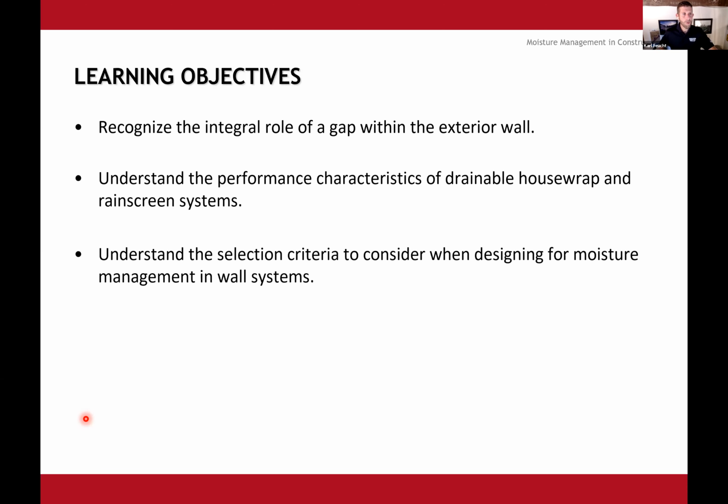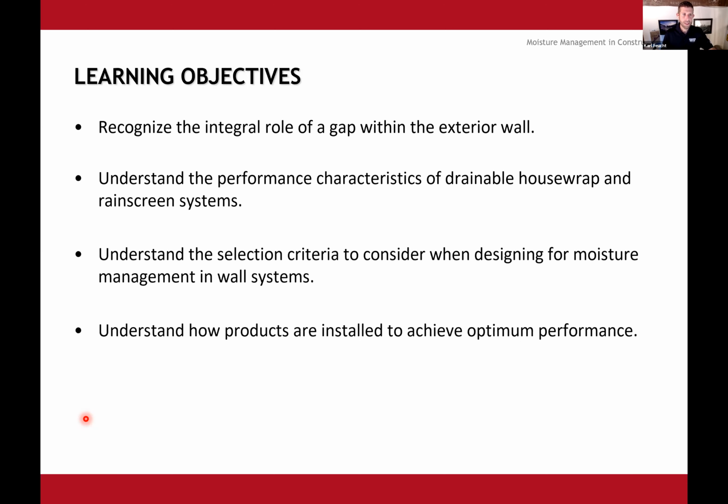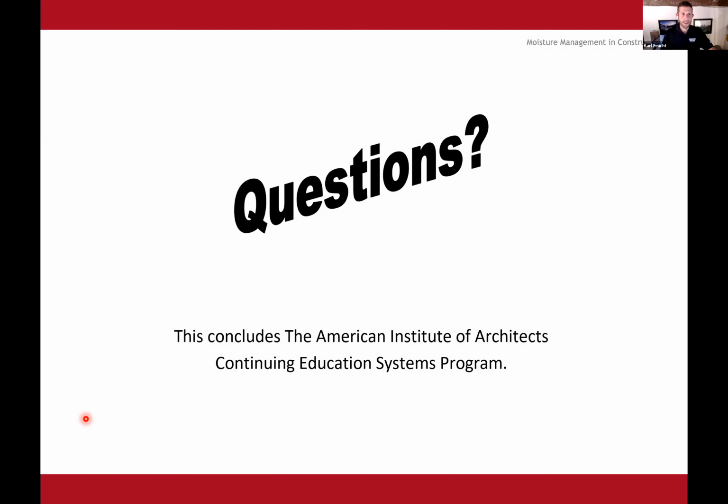And we talked about when we want to use which, and how we decide how we're going to manage moisture in our walls. And we talked a little bit about installation, but again, I'm readily available to help on the installation side if there are things that come up in the future.